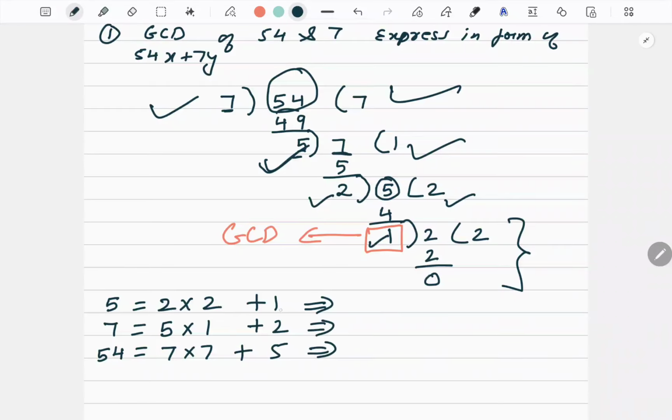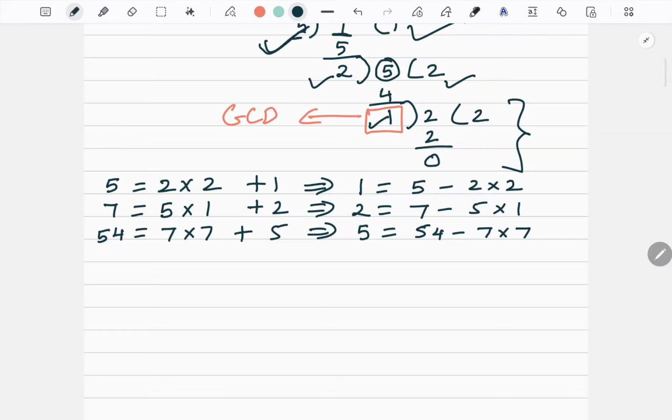Now, from the first equation, what was the remainder? 1. So, remainder is equal to, you have to write. So, 1 is equal to 5 minus 2 into 2. Again, don't multiply, just write it as such. 2 is equal to 7 minus 5 into 1. 5 is equal to 54 minus 7 into 7. Now, once you do this work, start from the last equation.